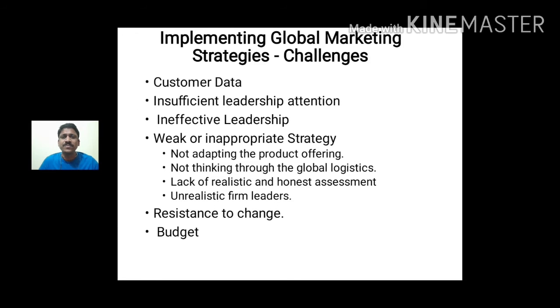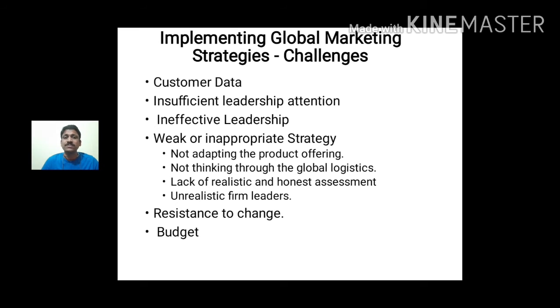And what are the challenges that an organization faces during the implementation of global strategies? The first challenge is gathering the customer data. For developing a global strategy, or any strategy, it is important to have customer data, like their demographics, their tastes and preferences. But such data will not be available in all geographical spaces. So getting the data and using it effectively will be a major hurdle for any organization. Clear?